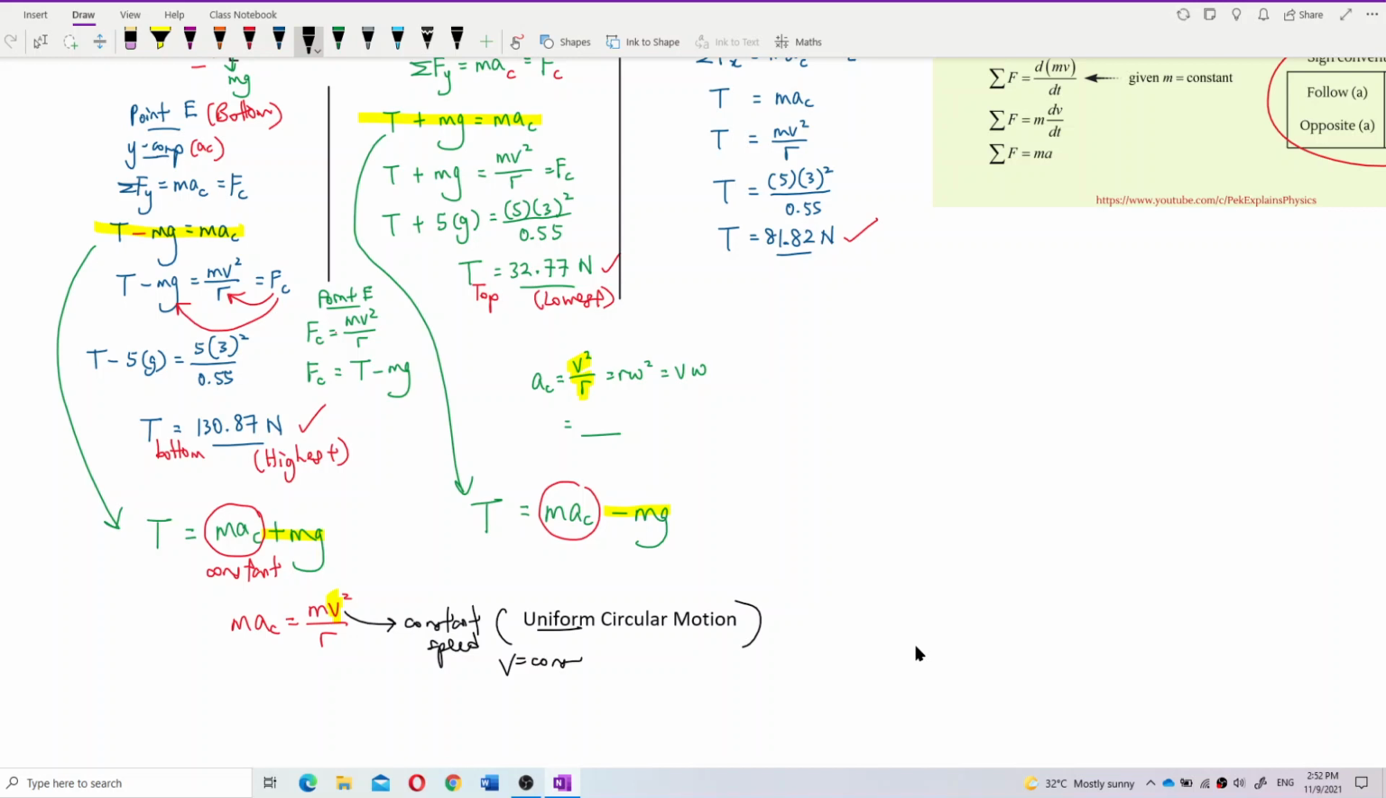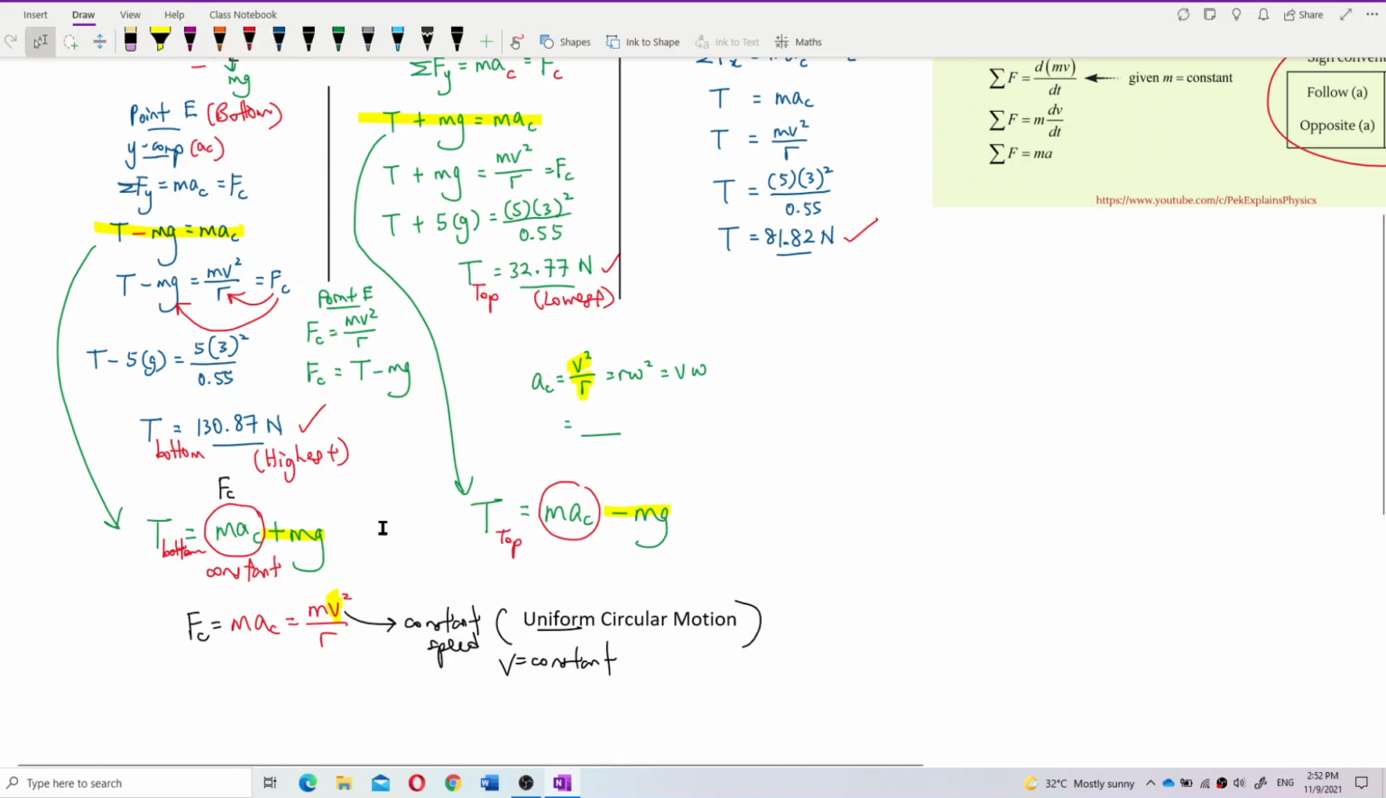When the v is constant, mv squared over r is also constant. Mac is also constant. This is the Fc actually. This is the centripetal force. The centripetal force is constant. This mac is actually Fc. It's constant. So this is the tension at the bottom, and this is the tension at the top.